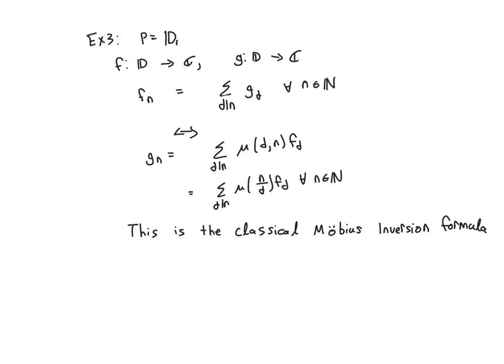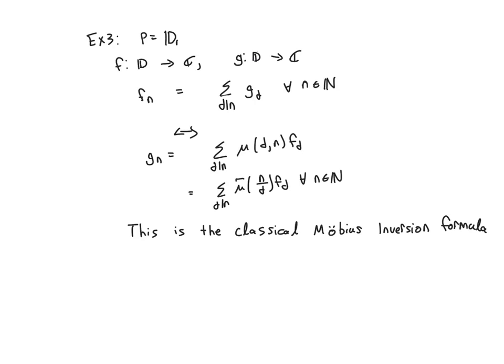We're requiring, by Mobius inversion, for f of n to be the summation over d less than or equal to n, g of d. But what does that mean in this poset? It means summing over all divisors of n, g of the divisor. So this equality is true if and only if, by the Mobius inversion formula, g of n can be computed by summing over all divisors of n, mu of d, n, f of d. Again, of course, we've computed this before.